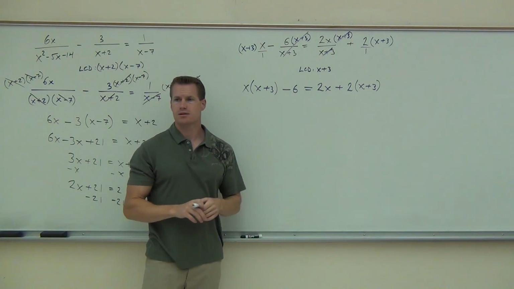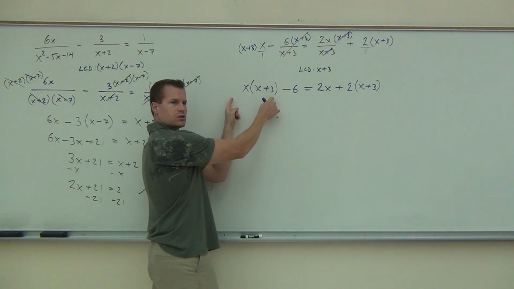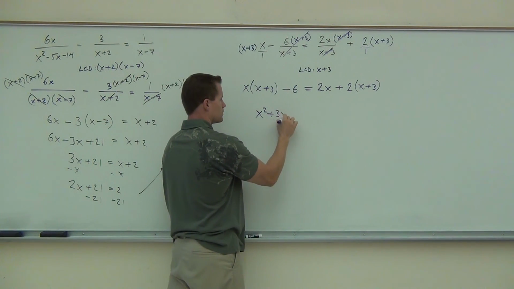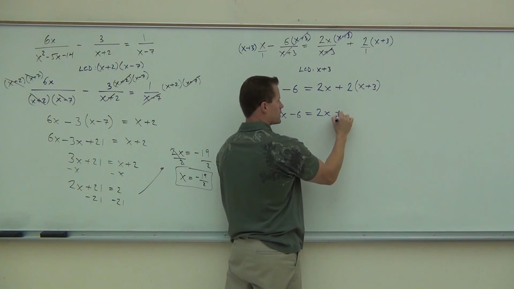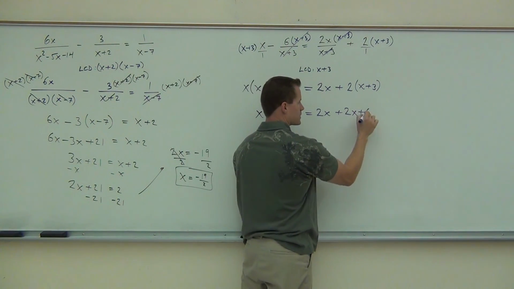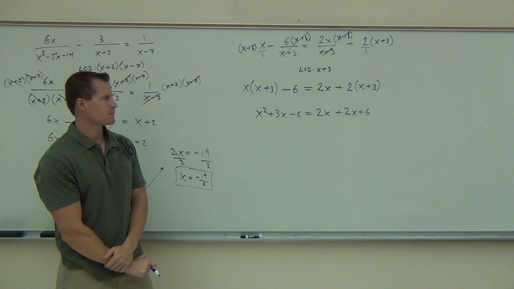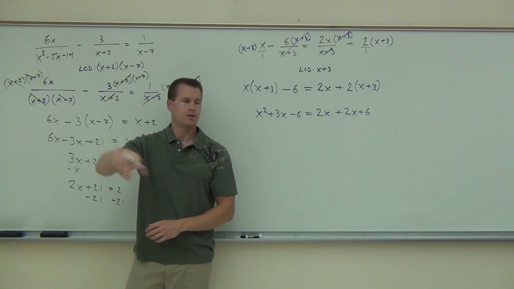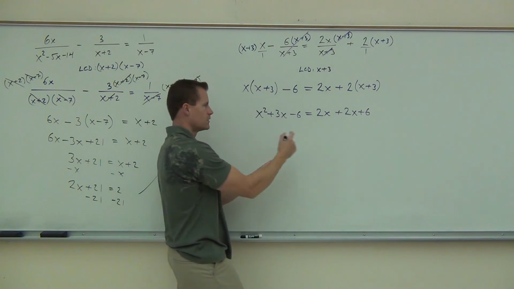What are we going to do next? Distribute. Let's do it. What am I going to get when I distribute this first? x squared plus 3x. I still have that minus 6. Then I have 2x. And I'm going to get 2x plus 6. Keep going. Someone on the right-hand side of the room. What now? Okay. Do I have any on the left side? Right side? Yes.